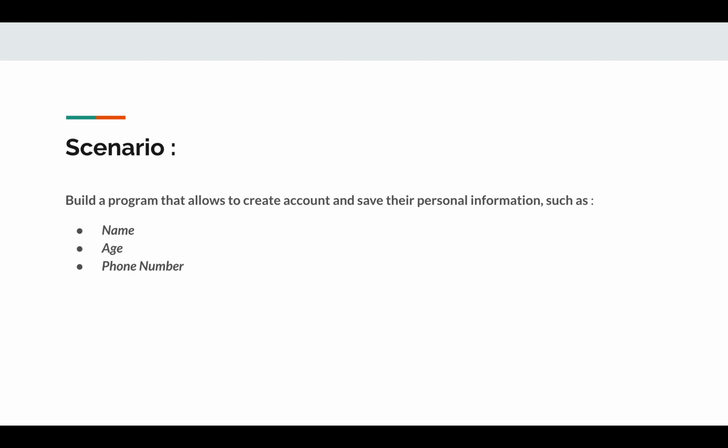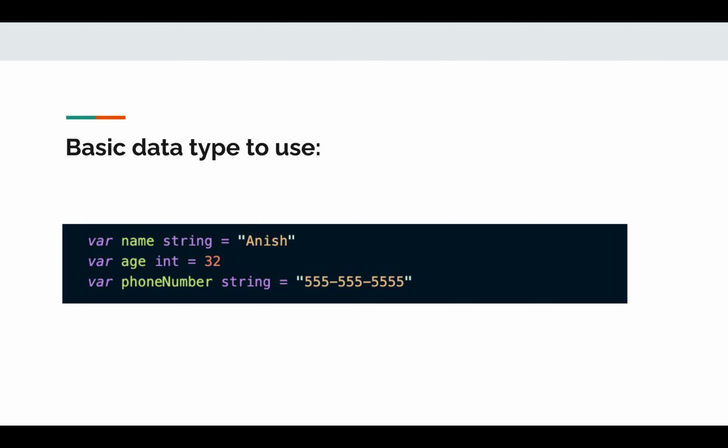Let's consider the following scenario. You are building a program that allows users to create accounts and save their personal information, such as their name, age, and phone number. In this case, you would use the following basic data types in Go. You would use a string to store the user's name, as it is a series of characters. You would use an int to store the user's age, as it is a whole number. You would use another string to store the user's phone number, as it is a series of characters that represent a phone number. For example, var name string equals Anish.